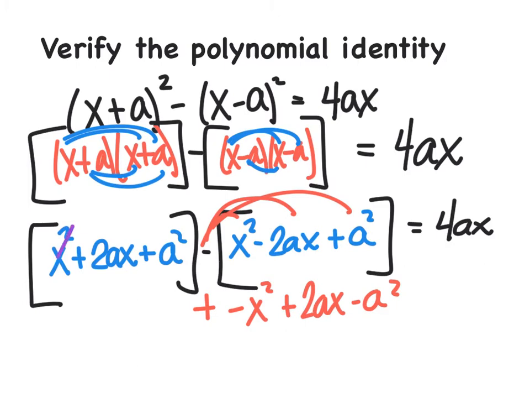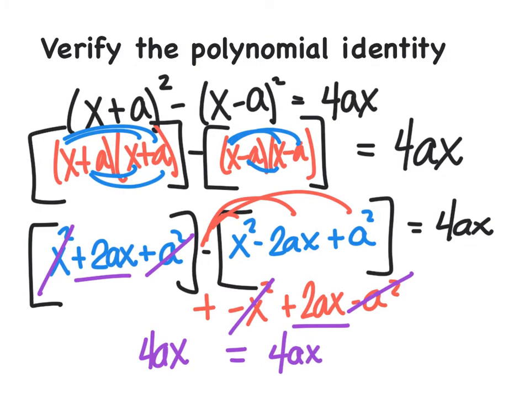So I'm going to say x squared and negative x squared cancel. 2ax and 2ax make 4ax. And positive a squared and negative a squared cancel. So you'll notice I get 4ax equals 4ax, and we've just proven the identity.